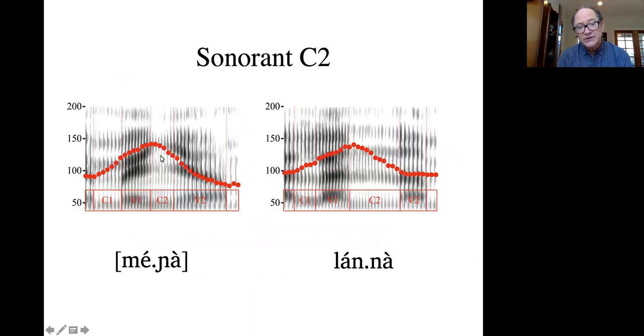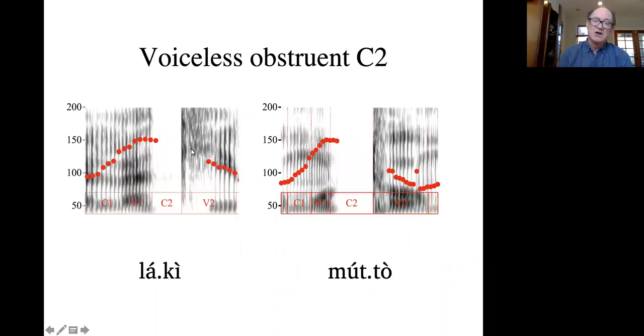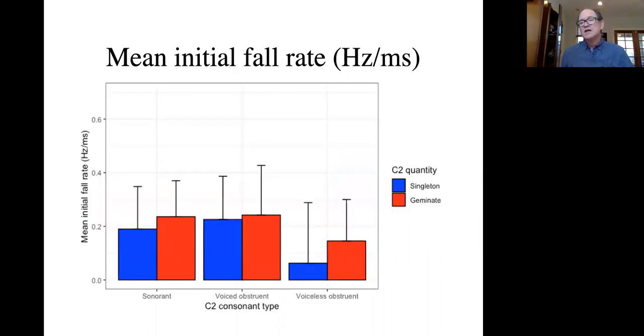We can see that here in that, during the sonorant consonant, the rise up to the end of the vowel, beginning of the sonorant consonant, the fall takes course here during that geminate sonorant consonant. Likewise, during this geminate voiced obstruent stop. Whereas with the voiceless consonants, the fall over the voiceless interval is relatively shallow, and much of the fall is delayed till V2.